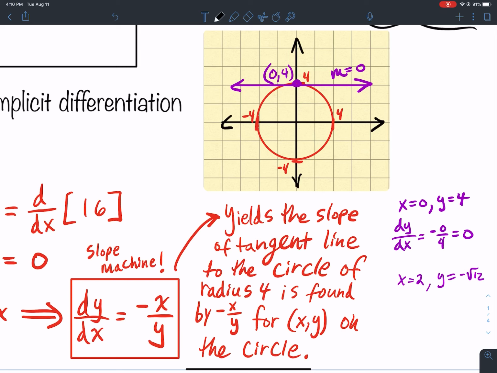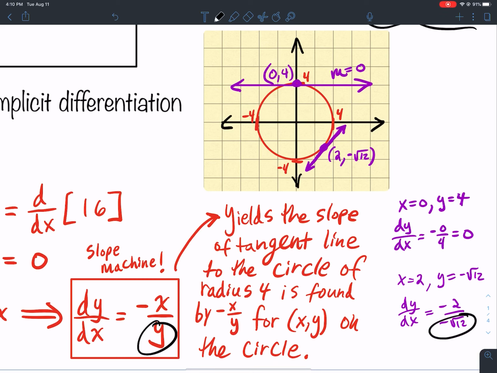Let's take another point, maybe say (2, negative square root of 12). Okay, so that's the point right there. Now if I plug that into my slope machine, looks like it's going to be a positive slope. Well, let's see what happens. I plug a 2 in for negative x, I get negative 2. I plug in for y, negative square root 12. And so the negative and negative cancel. And then 12 square rooted, a 2 comes out and a square root 3 stays inside. And so the 2's cancel, so I get 1 over the square root of 3.